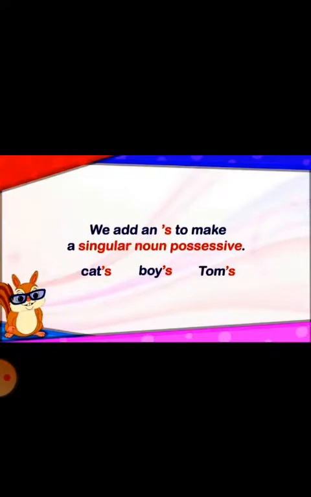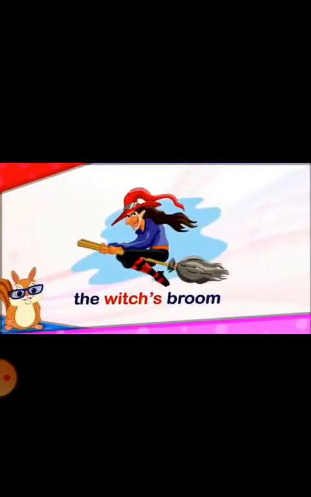We add an apostrophe S to make a singular noun possessive. As you can see, cat's, boy's, Tom's. Keep in your mind that when we have a singular noun, we will put apostrophe with S to make it a singular noun possessive. Okay? Let's see the example. The witch's broom.